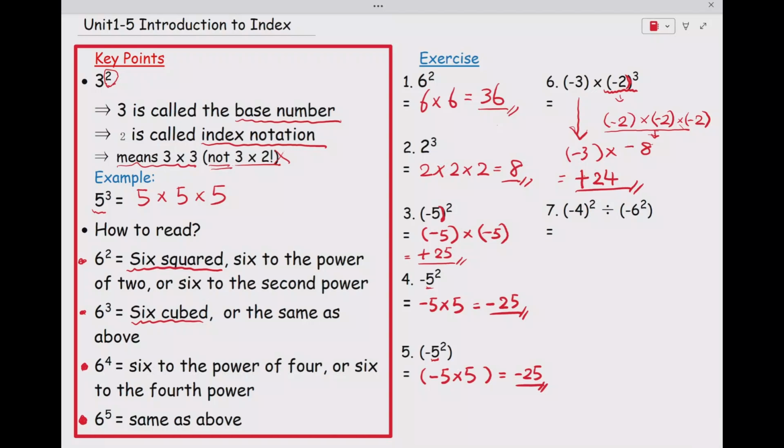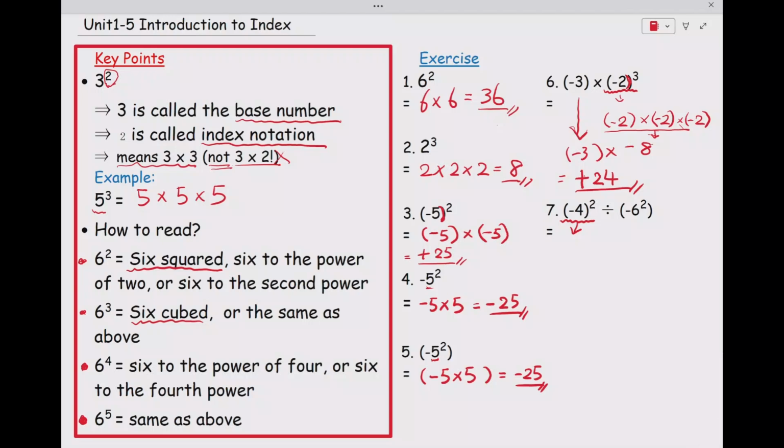And finally, number 7. Bracket minus 4 to the second power, divided by bracket minus 6 to the second power and close bracket. It looks a little complicated, but if you calculate in order, you would be fine. First, let's take a look at bracket minus 4 to the second power. It's the brackets that are directly touched by the index. It's not the number 4. All good.